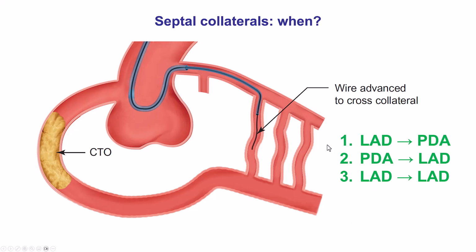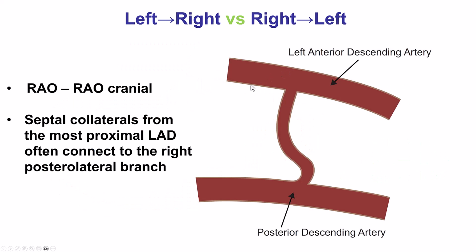And finally, we can use septal collaterals going from the LAD ipsilateral to the LAD. They are often these ipsilateral septal connections that can help cross an LAD CTO. Wiring those collaterals is easier coming from the LAD than when coming from the PDA. And the reason is that the more distal part, the one closer to the PDA, is usually smaller and more tortuous than the part that connects with the LAD.